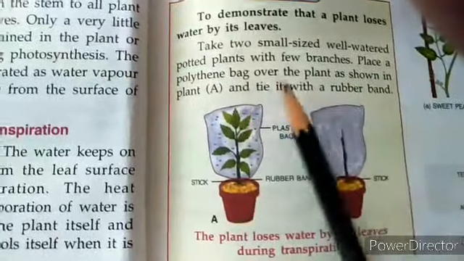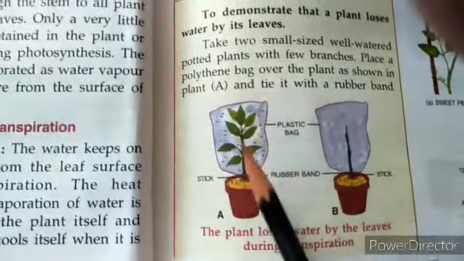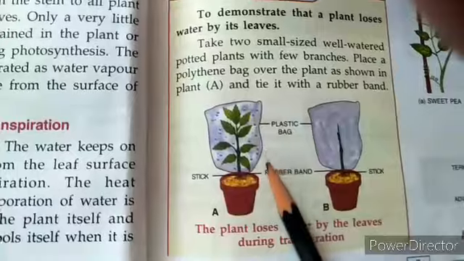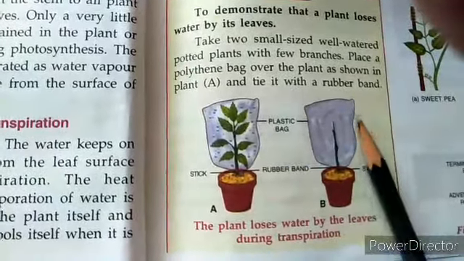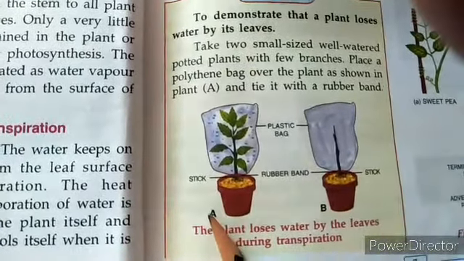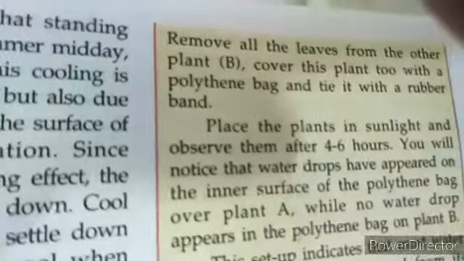Now place a polythene bag over the plant as shown. So take a polythene bag and you can just place it over both the plants here. We are marking one plant as A and the other as B. Now we have to do a little destructive experiment here.